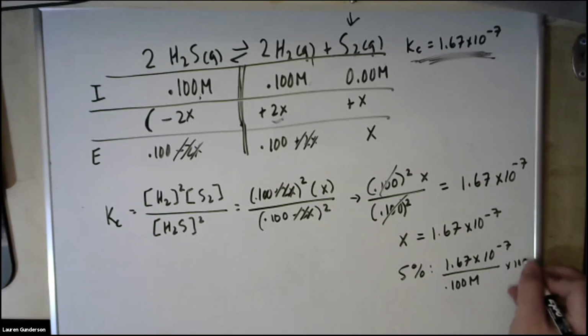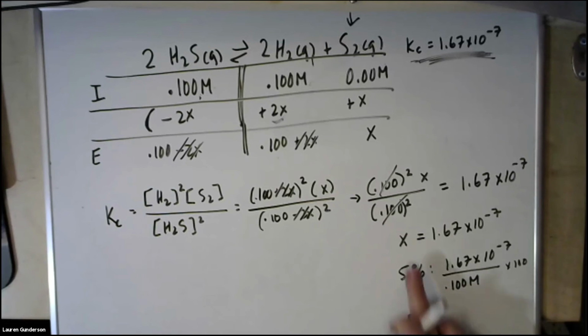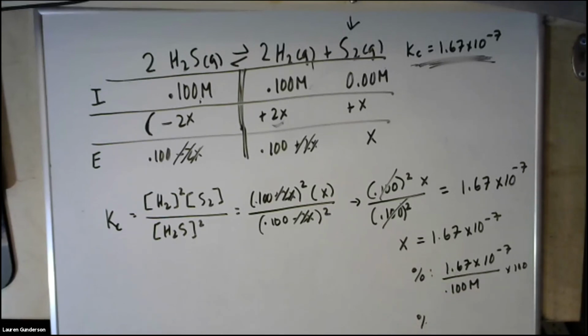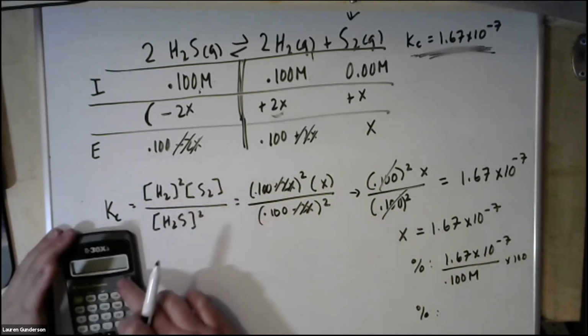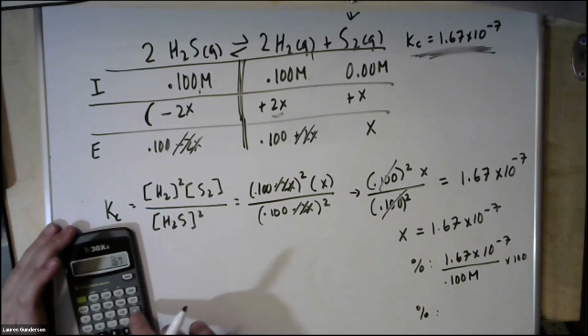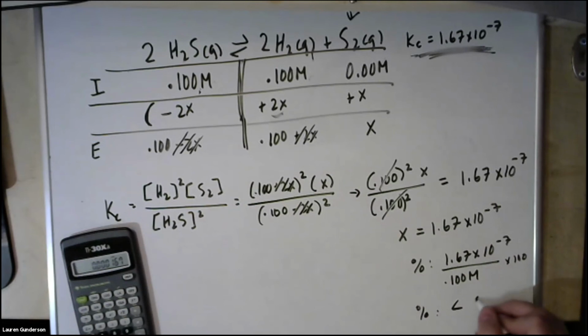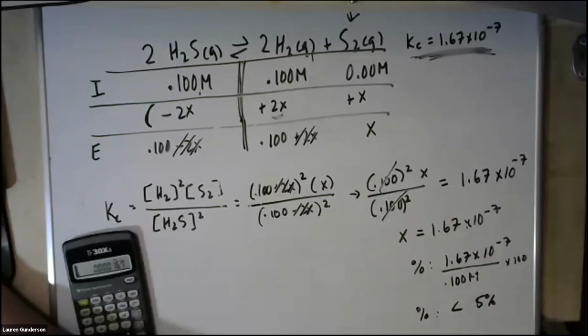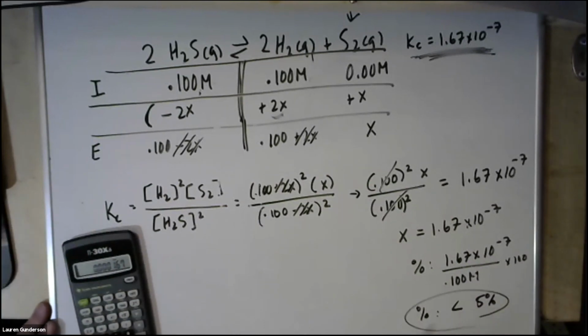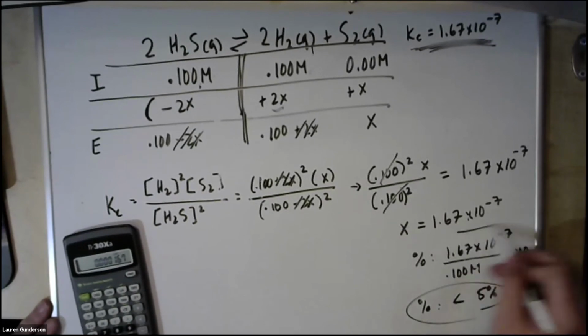And we'll multiply by 100. Oh, it's not this. I wrote 5%, like I'd already proven it. We're still checking right now to see if it's below. Okay, so it's less than 5%. Okay, now because our 5% rule checks out, we found our x value here.